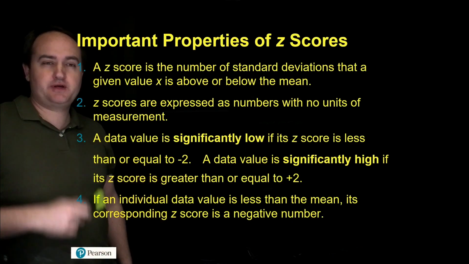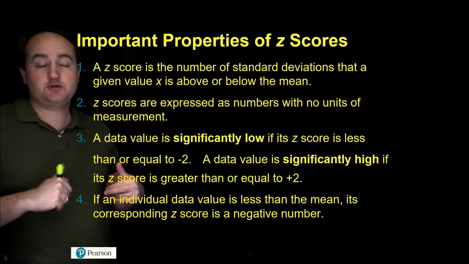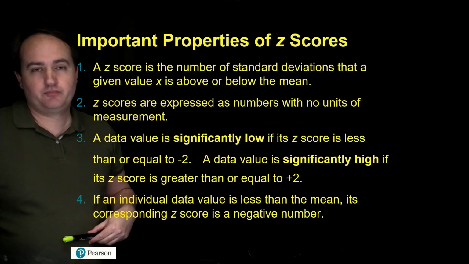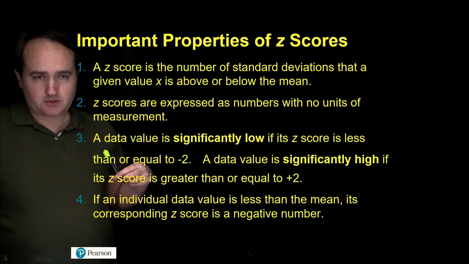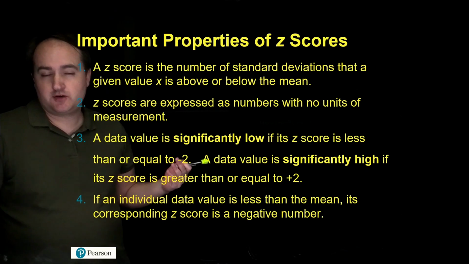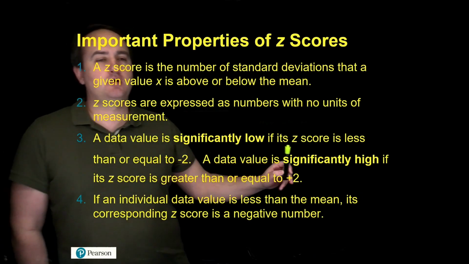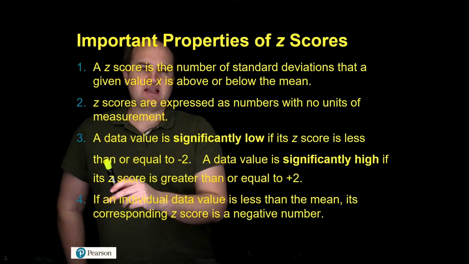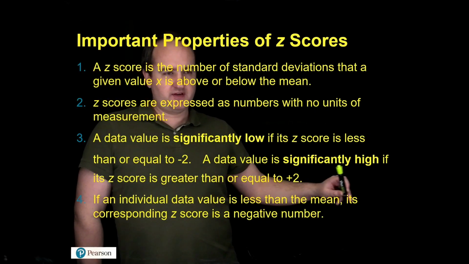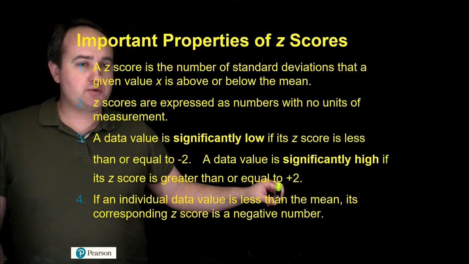Another important property of the z-score is it lets us easily use the range rule of thumb, which we learned in the previous section. So the range rule of thumb is actually even easier when you have z-scores. So it turns out that a data value is significantly low if its z-score is less than or equal to -2, and a data value is significantly high if its z-score is greater than or equal to +2.